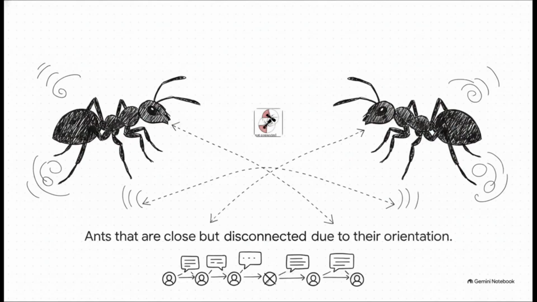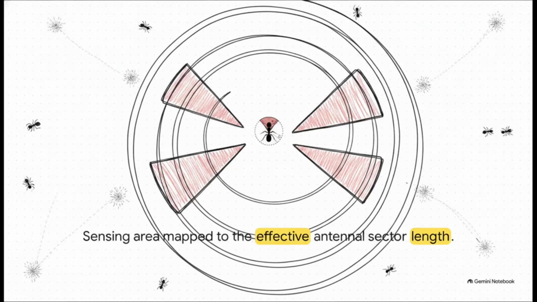It's just like on social media. Two users might be on the exact same app, super close in proximity, but if their political leanings or orientations are completely different, an influence campaign built for one is going to completely fail to trigger the other. The researchers actually mapped out this physical boundary mathematically. They called it the effective antennal sector length. It's a very specific, limited cone of interaction that dictates if the spark can jump.